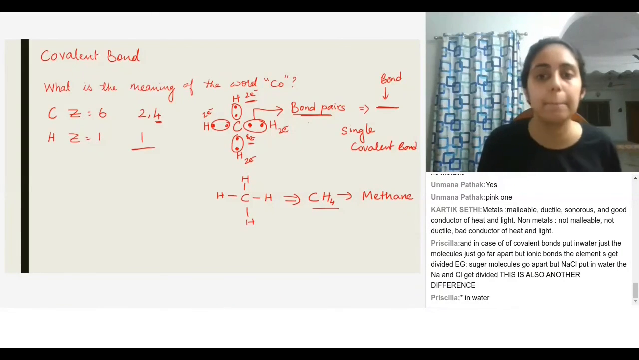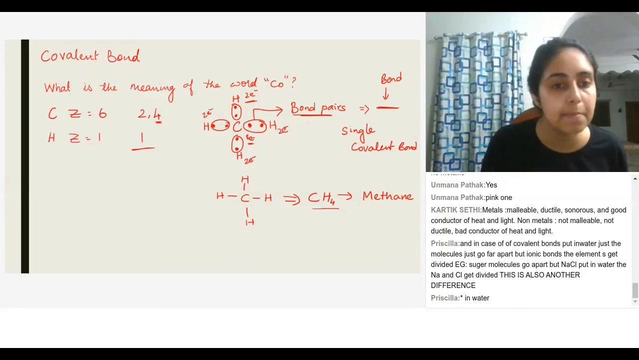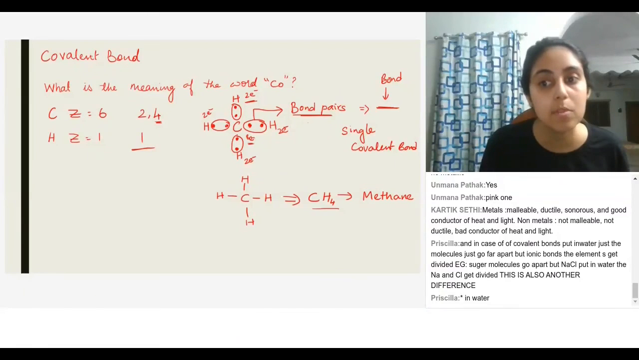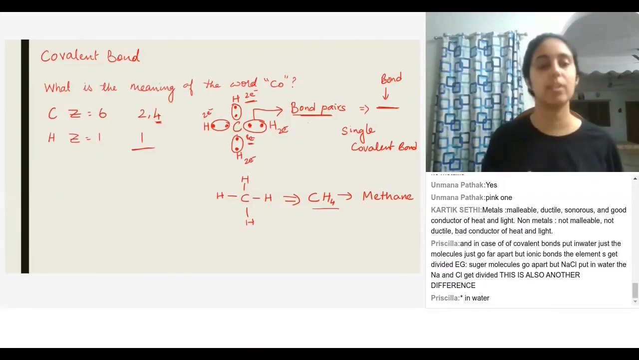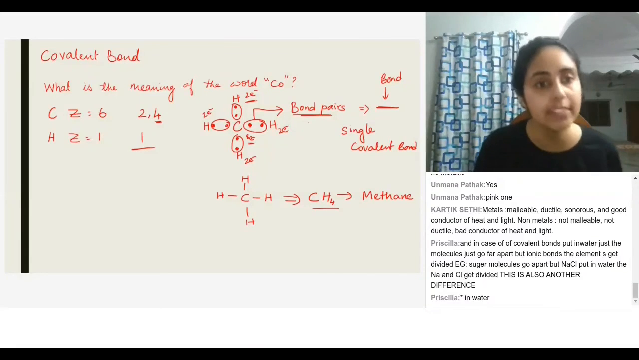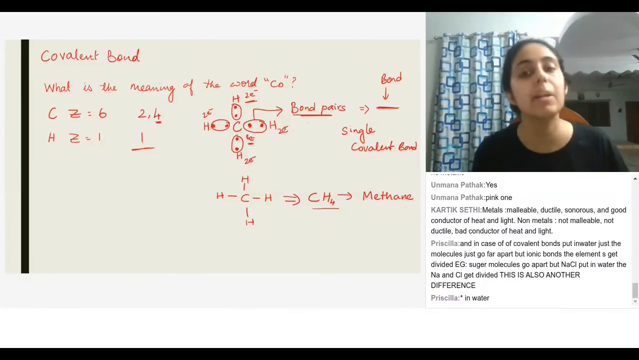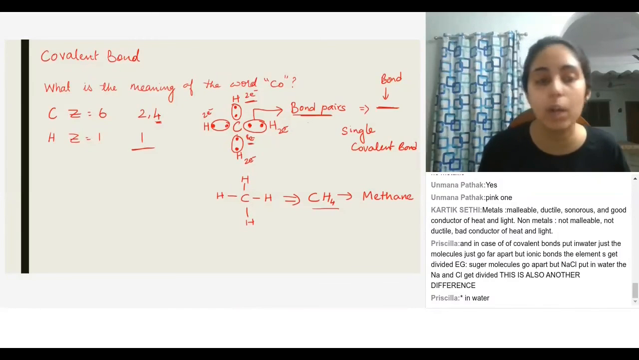Yes, Bhavya. CH4 means carbon hydroxide? No, CH4 means methane. Hydroxide will always be the OH minus ion. So whenever I'm talking about ions, I'll have hydroxide. Whenever I'm talking about covalent bonds, I will not have hydroxide.